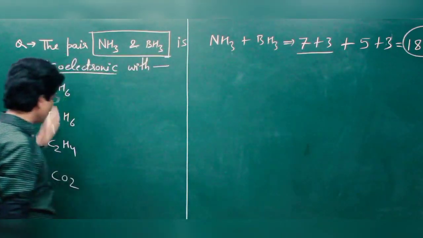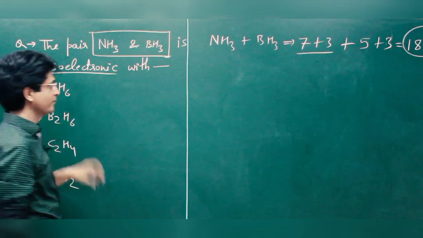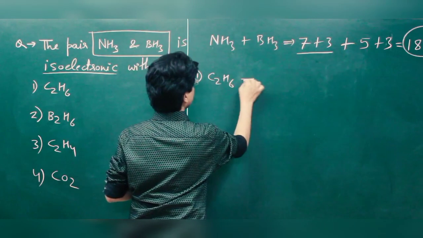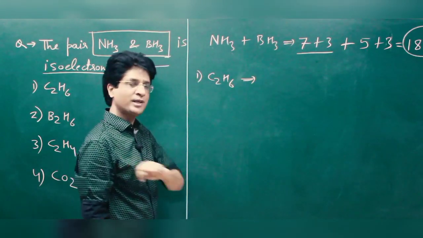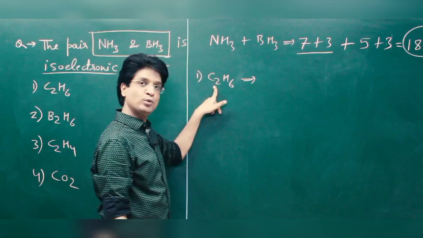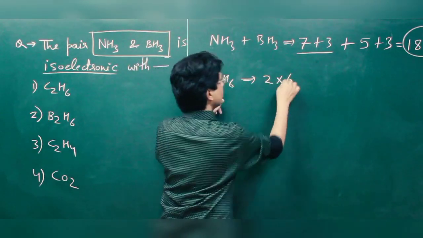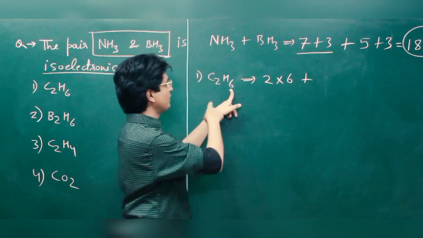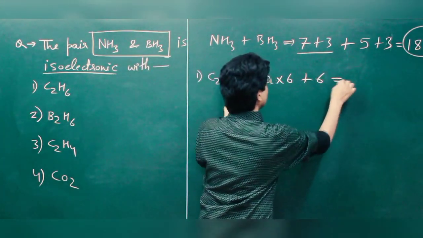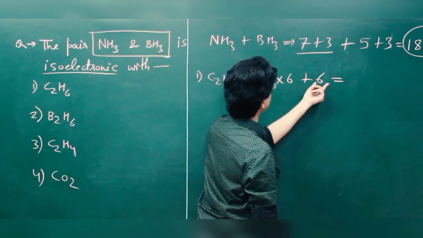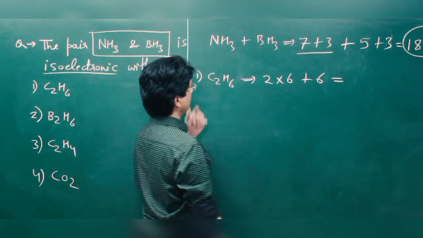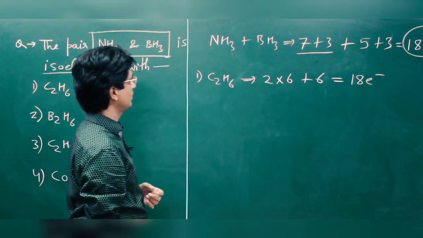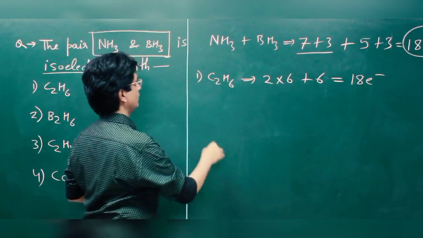Now let us find out the number of electrons in each species. So for C2H6, I know that in one carbon there are 6. How many carbons are there? 2. So in 2 carbons I will have 2 into 6, plus 1 electron in 1 hydrogen. How many of them are there? 6. So plus 6. 12 plus 6 will have 18 electrons.